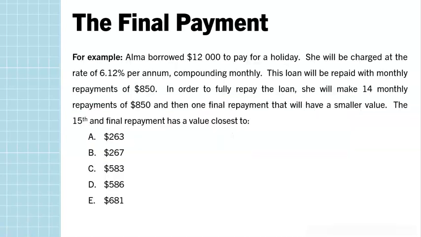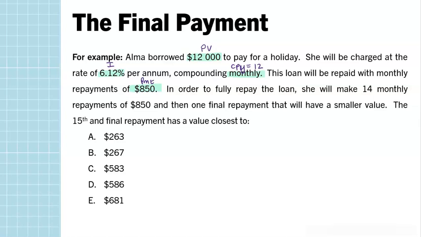Okay, so we're back with Alma, but with some slightly different information here. Again, she's borrowed $12,000 and charged at the rate of 6.12% per annum compounding monthly. So making note of what those values mean, we have our principal value, or our starting point, we have our interest rate, and we know that our compounding periods are monthly, so 12 times per year. The loan is going to be repaid with monthly repayments of $850. So that's my PMT value, my regular payment.